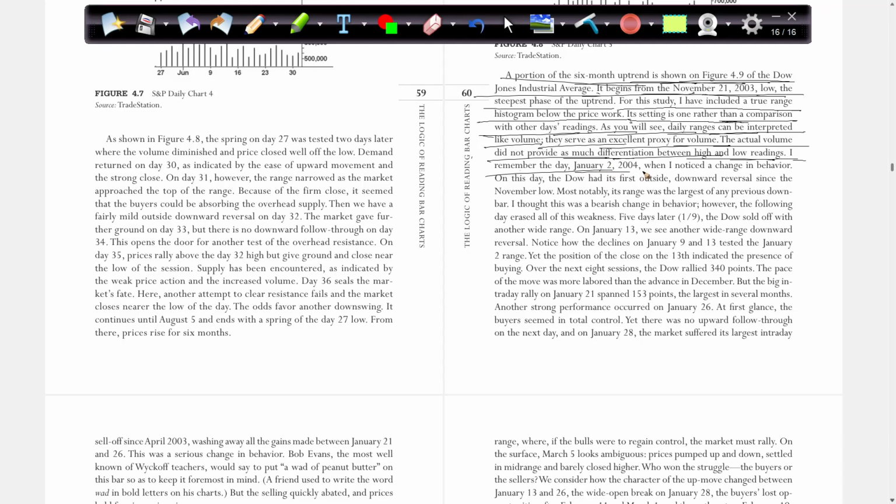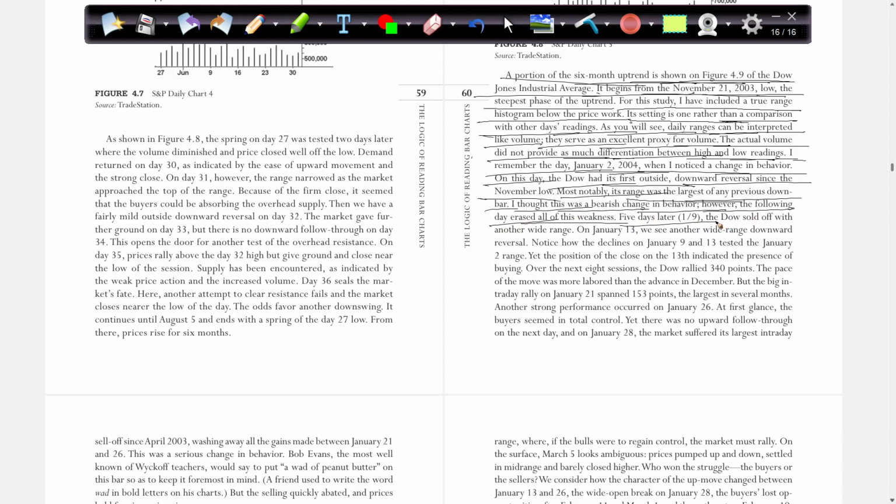I remember the day January 2nd, 2004, when I noticed a change in behavior on this day. The Dow had its first outside downward reversal since the November low. Most notably, its range was the largest of any previous down bar. I thought this was a bearish change in behavior. However, the following day erased all of this weakness.